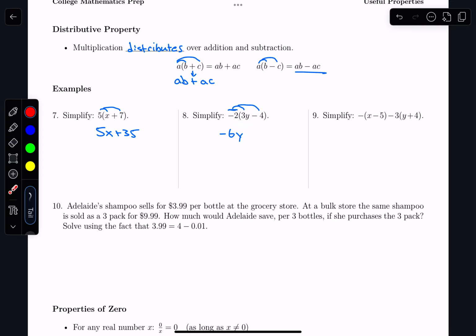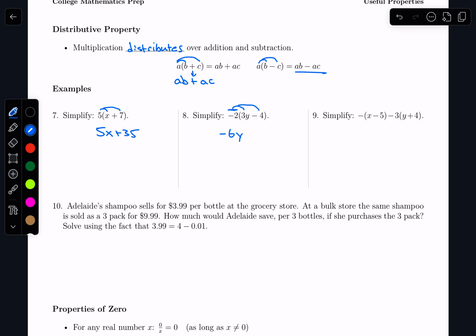Well, think about the commutative and associative properties again. I have negative 2 times 3 times y, so I can do the negative 2 times 3 to get negative 6, and then just times y, which really just means to leave that y attached to the backside.